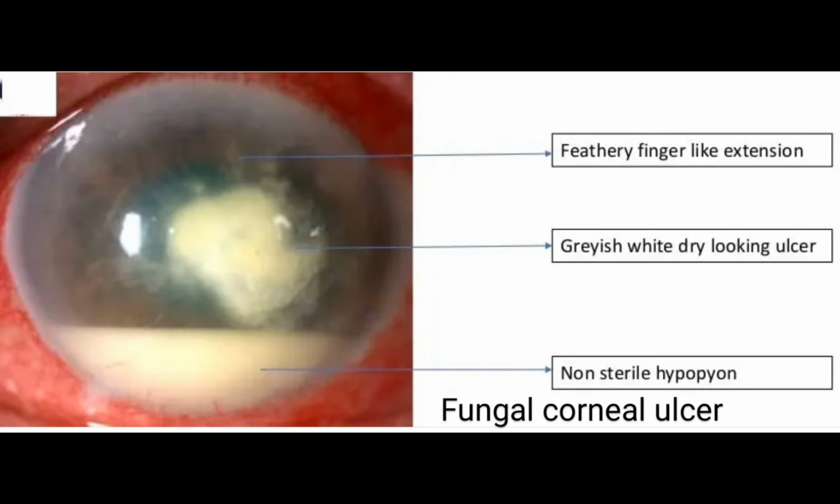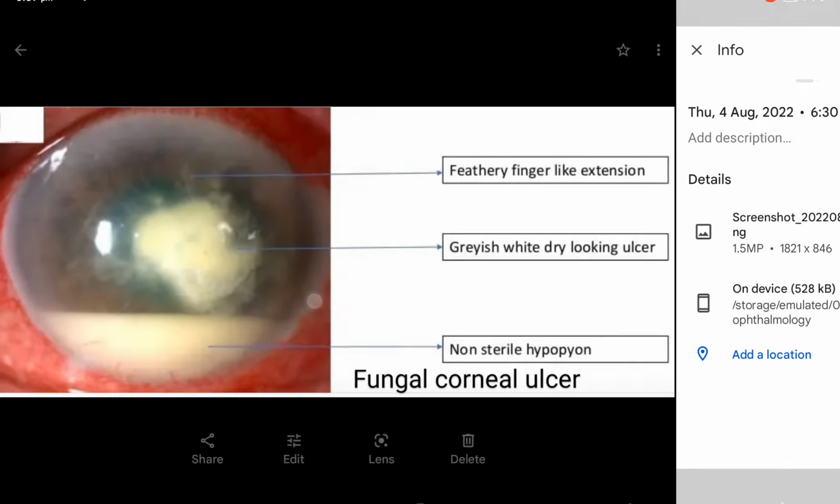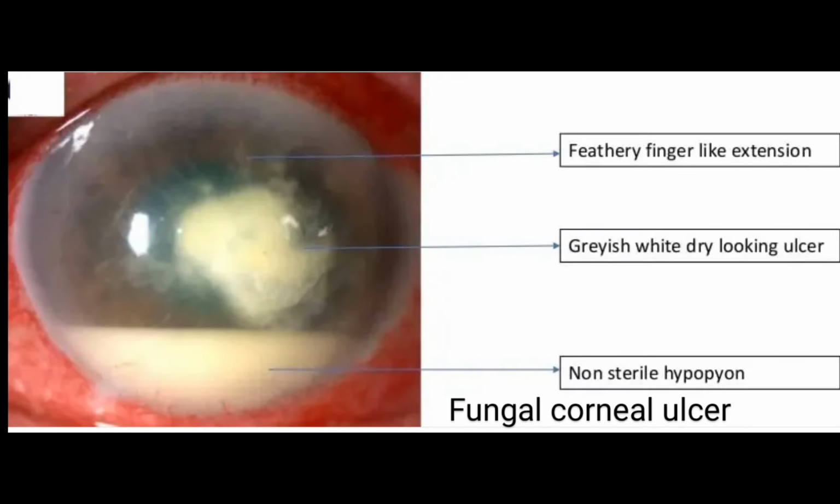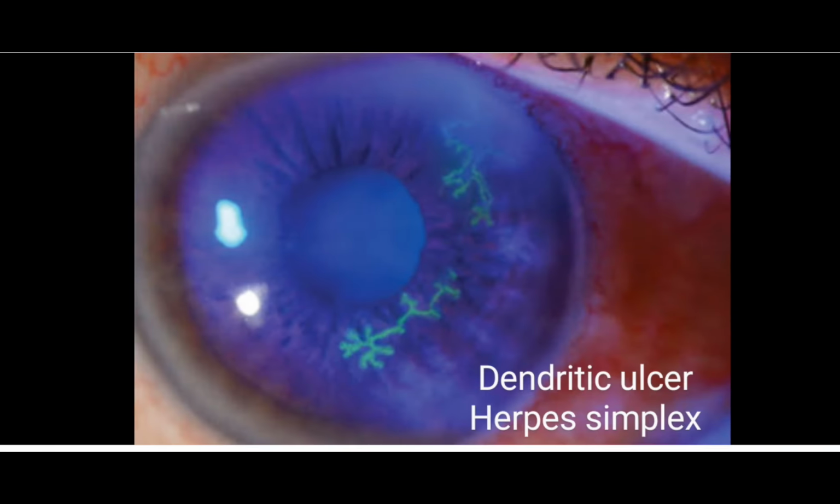This is the image of a fungal corneal ulcer. In a fungal corneal ulcer, non-sterile hypopyon will be present. The hypopyon will be non-sterile because fungal elements can penetrate the stroma, so they will be producing non-sterile hypopyon. Then there will be a grayish white dry-looking ulcer, and this is the main ulcer, and here the extensions are present. So feathery, finger-like extensions will be present.